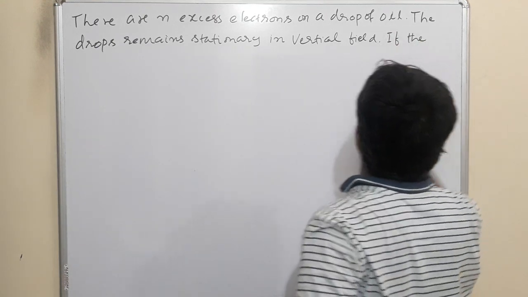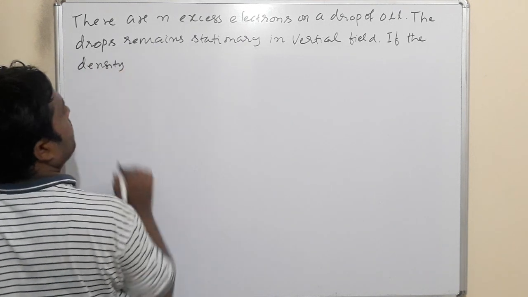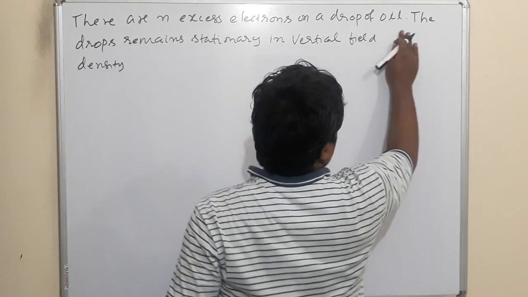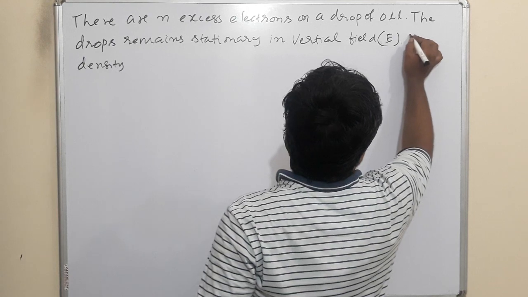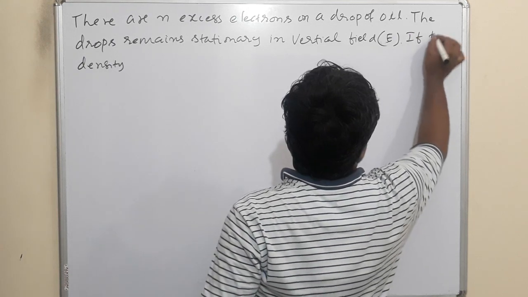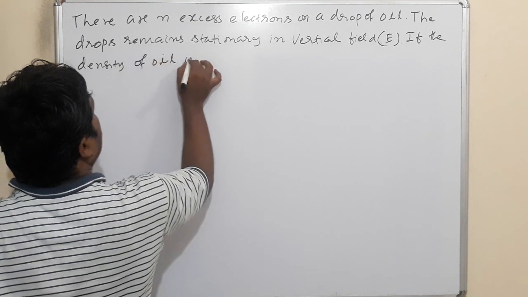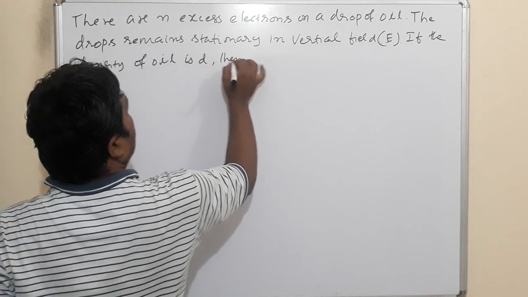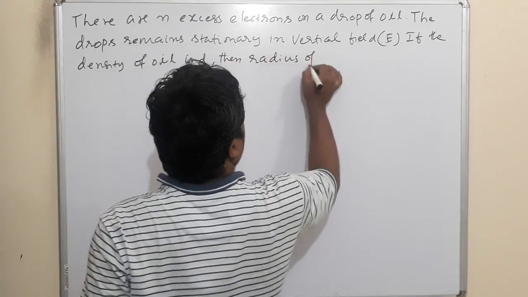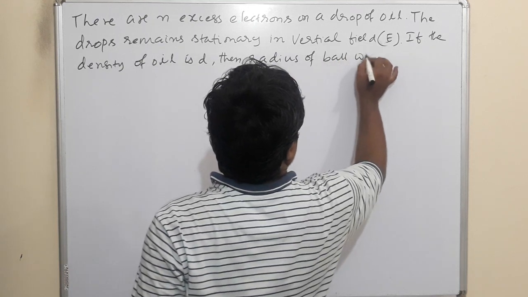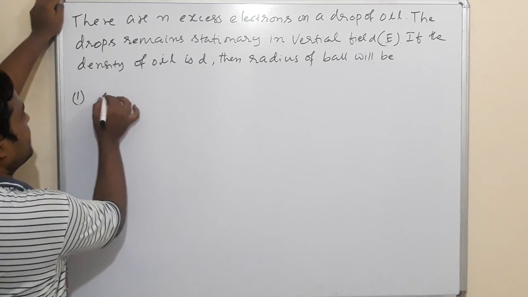Vertical field E, I will write. If the density of oil is D, then the radius of the ball will be, options I will put like this.